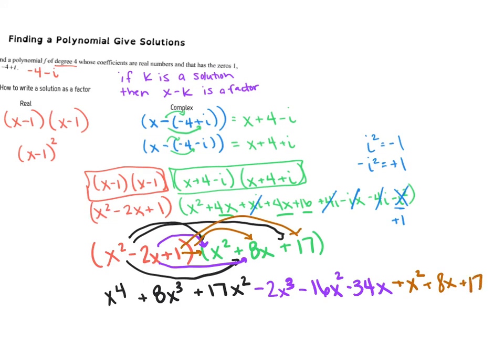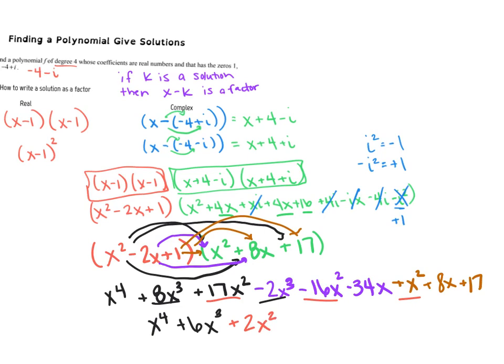And now we can combine like terms. So here, I see that my lead term, x to the 4th, is the only x to the 4th term. I have 8x cubed and negative 2x cubed. So that's going to be a positive 6x cubed. I have 17x squared, negative 16x squared, and positive x squared. So that's going to be 17 minus 16 is 1, plus 1 more is 2. So that's 2x squared.